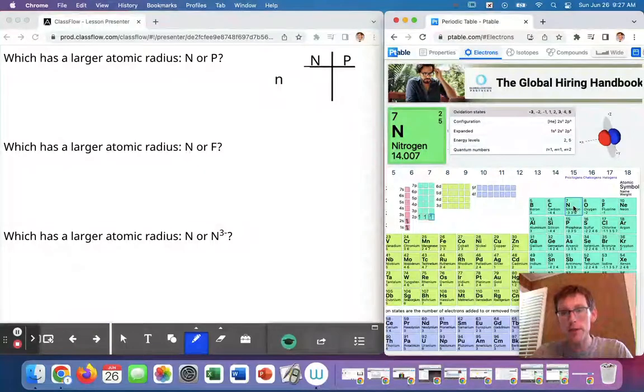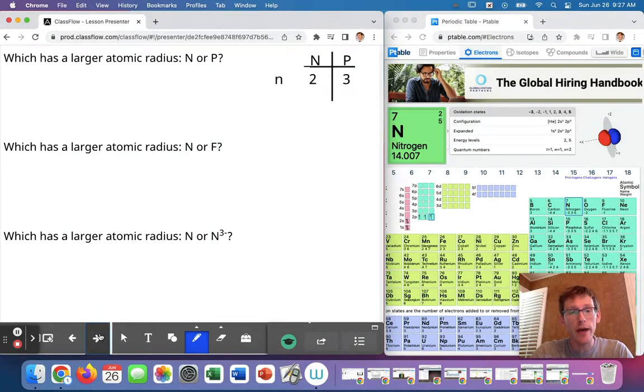Nitrogen is in period 2, so it has 2 shells. Phosphorus is a period lower, so it has 3 shells. And there we have a difference that we can use. We can say that phosphorus has a larger atomic radius and is bigger because it has more shells.